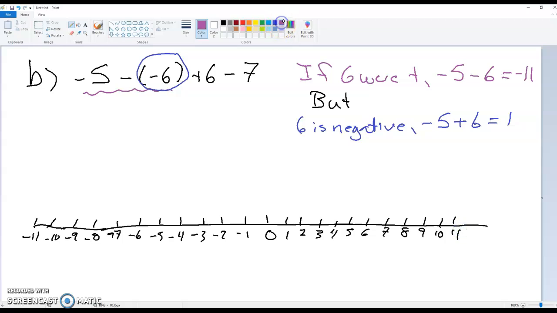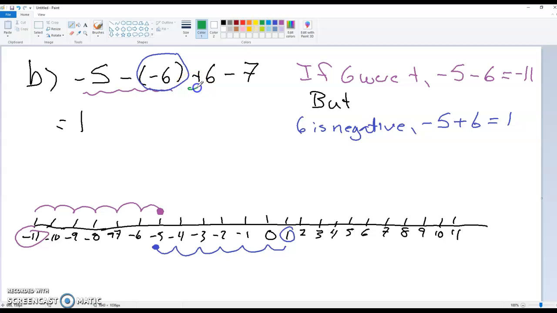Alright, so let's go back to that color. I would start at -5, and if it was positive, subtracting is going in this direction, so I would go back 6, and that would give me the -11. But again, 6 is a negative, so here I'm going to start at -5, and instead of going back with subtraction, I'm going to go the opposite, 6, to get that 1. So that's where the 1 comes from.